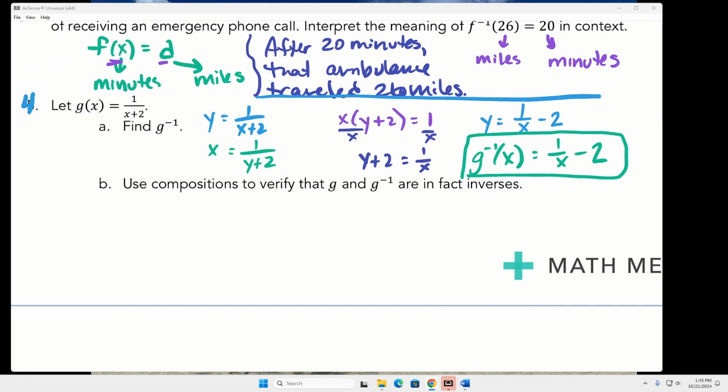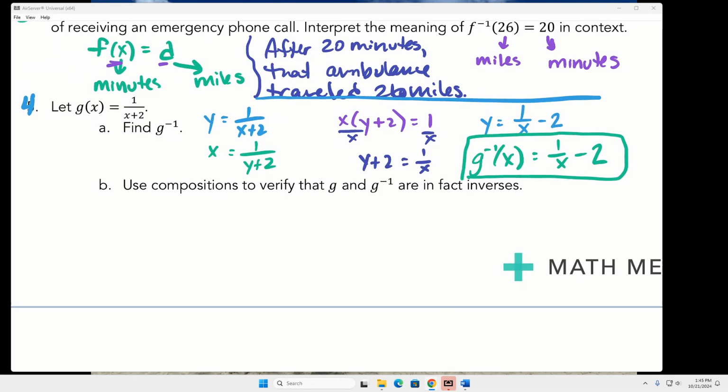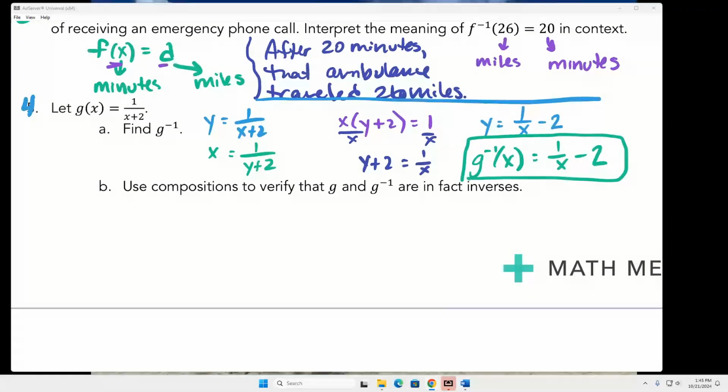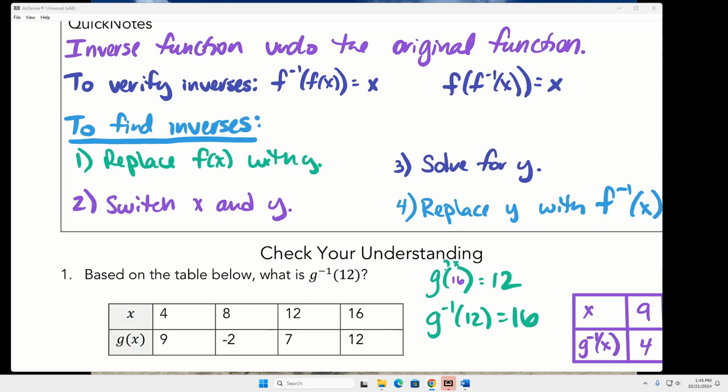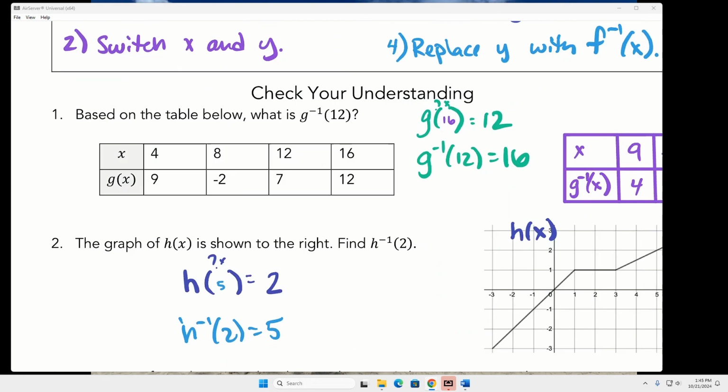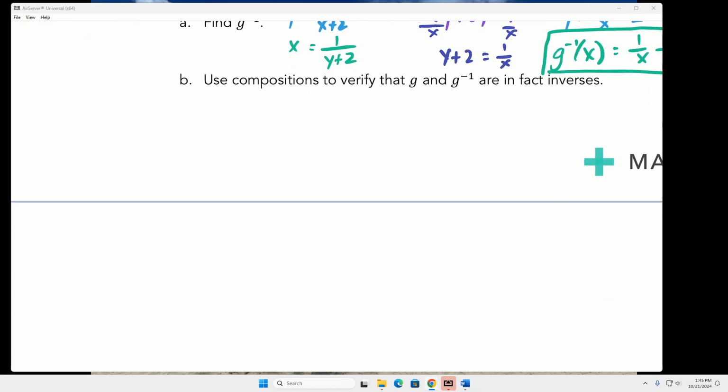All right, one more. This one's kind of long. So the last step is we're going to use compositions to verify that they are in fact inverses. So that's this part right here that we wrote in dark blue. We're going to have to do two compositions. So I'm going to move way over here. So we're going to do g inverse of g of x first.